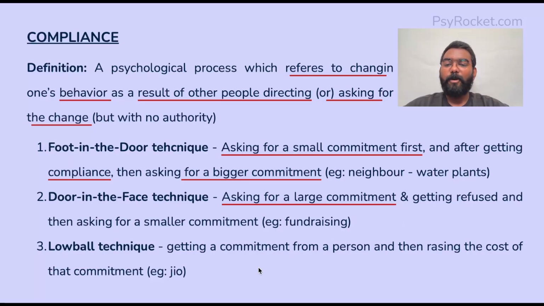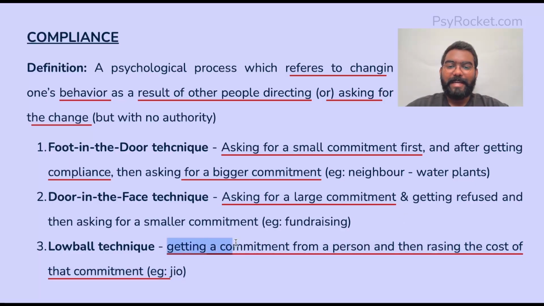And then there is the lowball technique, which is used by Jio. First they will get a commitment from a person. See, in the beginning, Jio announced free plans, right? Everyone gets their SIM for free, everyone gets their data and voice calls for free. And then they raised the cost of that commitment. So in order to stay with Jio, you need to pay 200 rupees first. Then they raised it to 300, then they raised it to 400. So that is the lowball technique, mostly used by companies, okay?